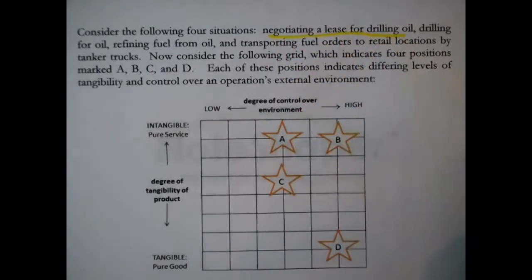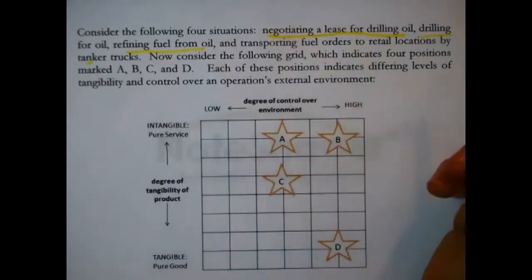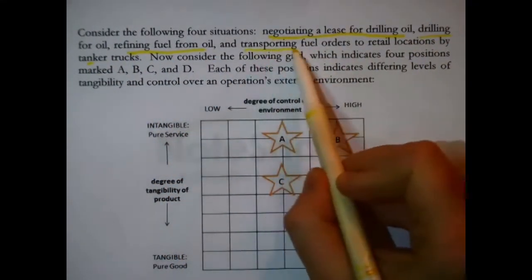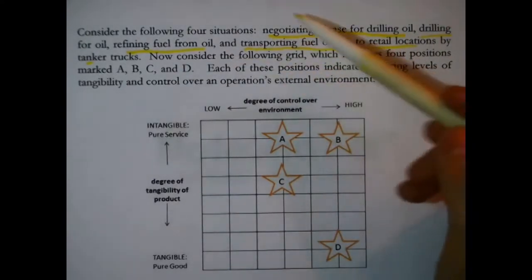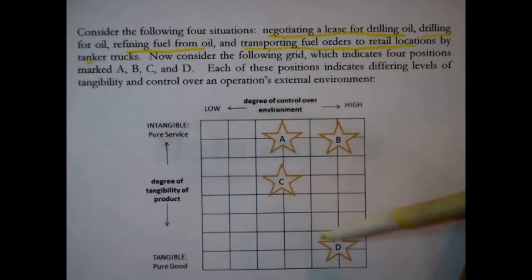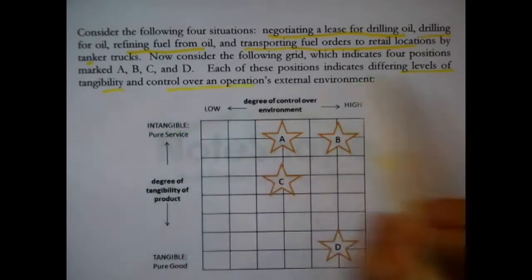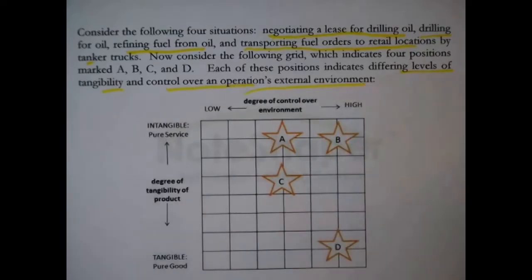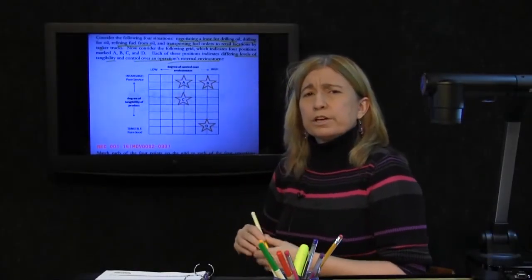Okay, these are what we are classifying: negotiating a lease for drilling oil, drilling for oil, refining fuel from oil, and transporting fuel orders to retail locations by tanker trucks. Now consider the following grid, which indicates four positions marked A, B, C, and D. Each of these positions indicates differing levels of tangibility and control over the operation's external environment. This is what I mean by two different classification schemes.